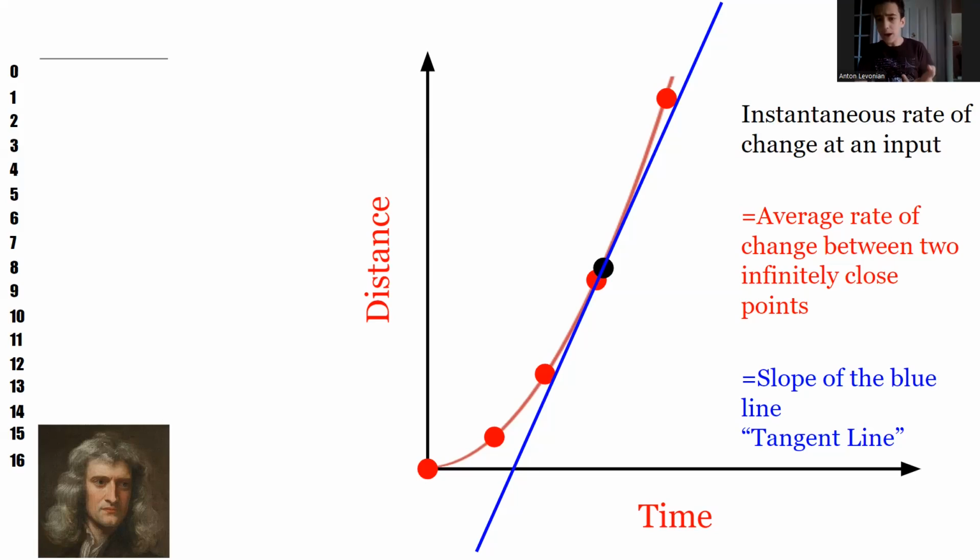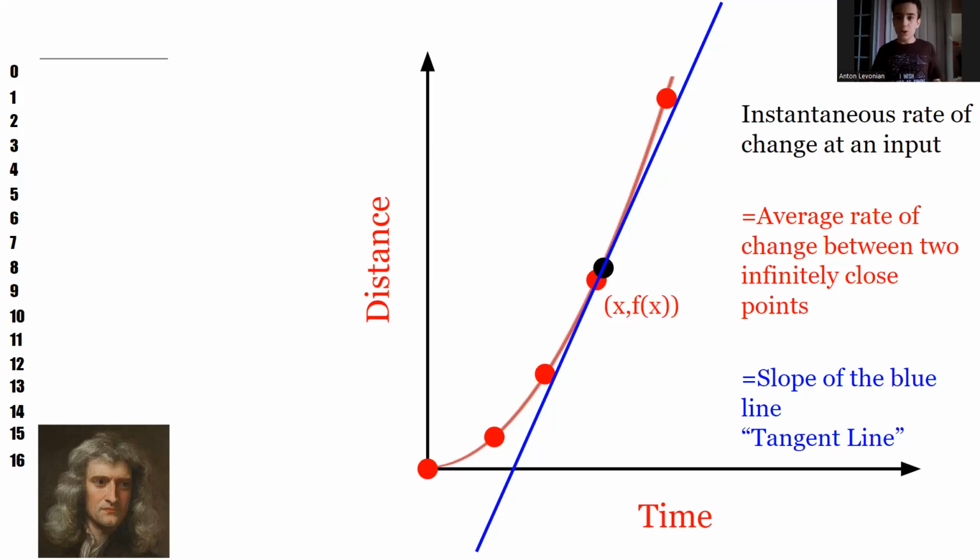So then to define how we would mathematically think about this instantaneous velocity, and by the way, this instantaneous velocity that we are calculating is a derivative of distance with respect to time. So the slope of this blue line, this tangent line, is a derivative. So this is what I'm talking about when I'm talking about derivative.